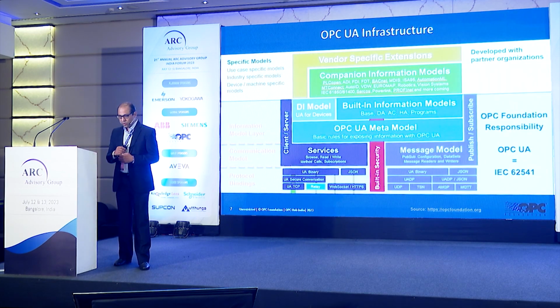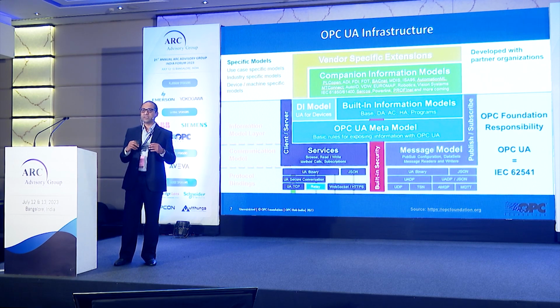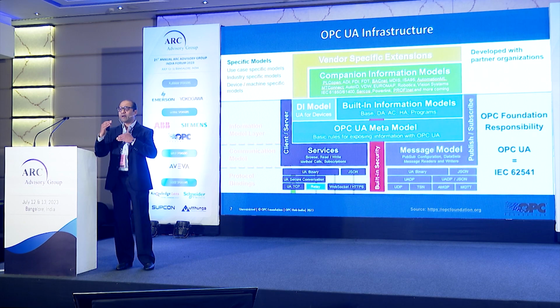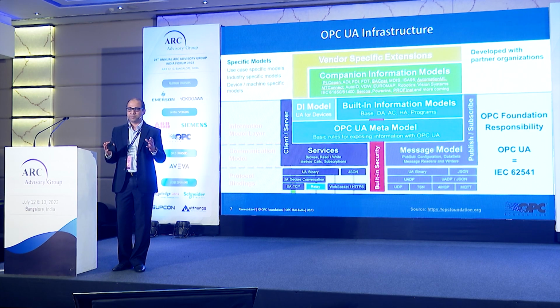With that, let's also have a very closer look at OPC UA infrastructure. The entire OPC infrastructure can be broadly split into two parts, two layers. One is the communication layer, and another one is the information layer. The communication layer essentially deals with all the technologies needed for communication purposes.